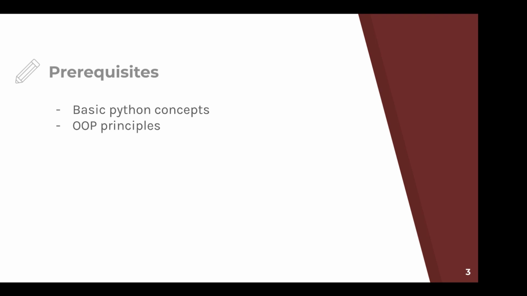For the things you need to know, you only need to know basic Python concepts, things like lists, functions, how to loop through stuff. It can also be good if you have a background in object-oriented programming, because most of the things that we are going to be doing are going to be Python classes, and we are going to be inheriting things. We're going to be creating abstract classes. So if you have a basic understanding of those, then you're going to do just fine.